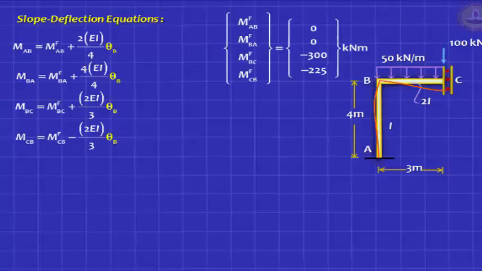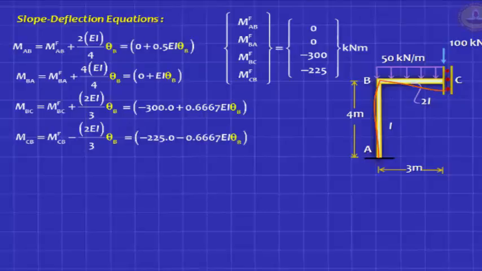2EI by L into theta B and minus EI by L into theta B. Remember, here the EI is 2 EI because your beam is stiffer than your column, and your span is for the beam 3 meter. You must correctly do that, and then simplify it. You find that you've got these 4 equations.